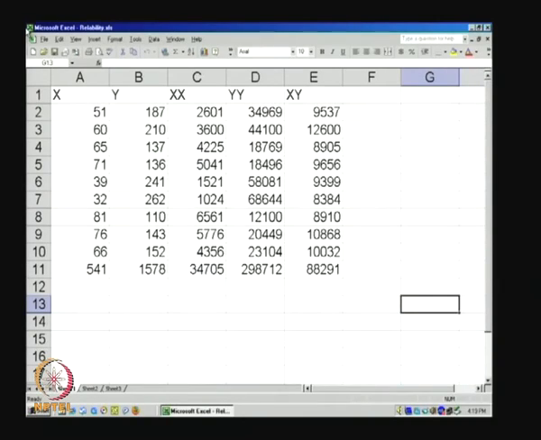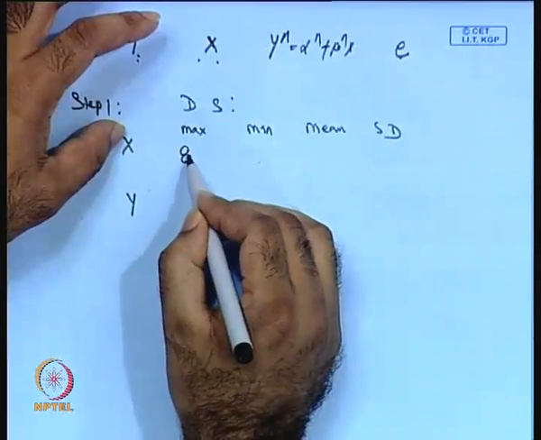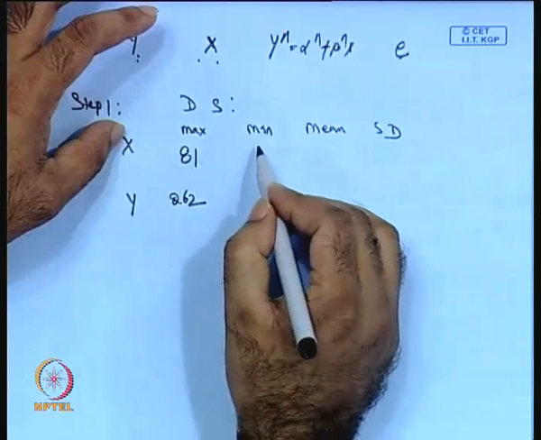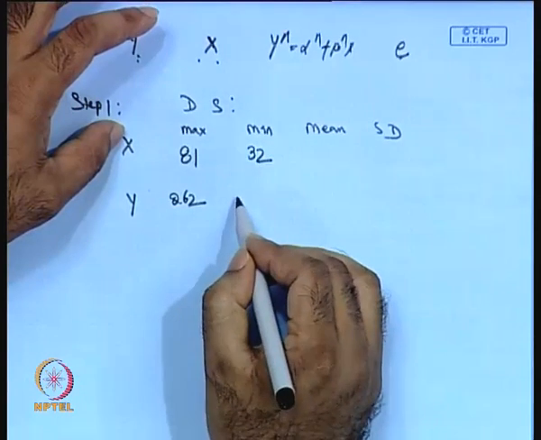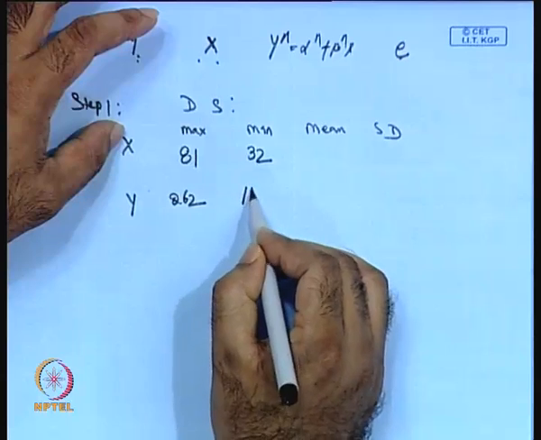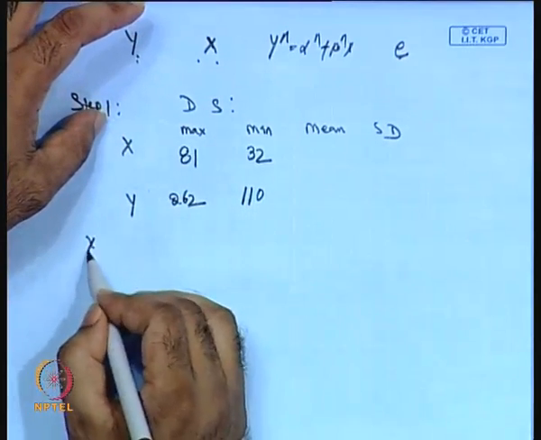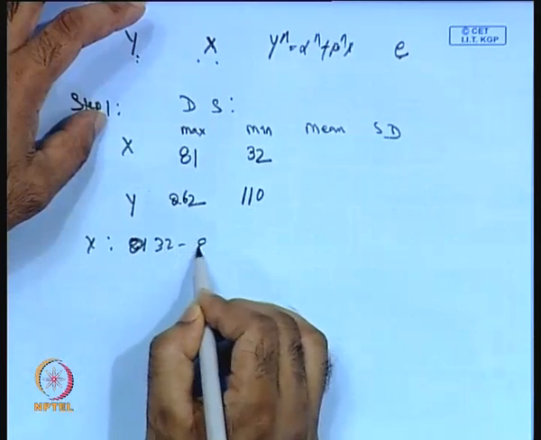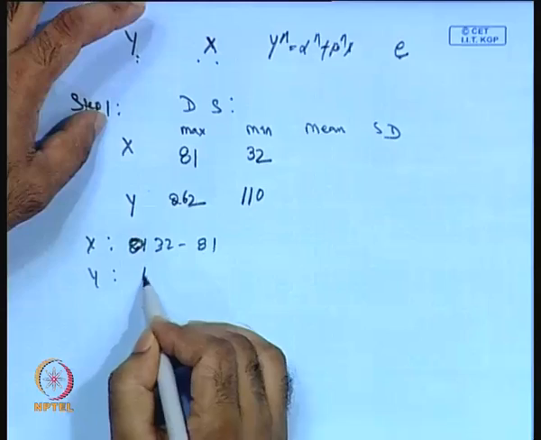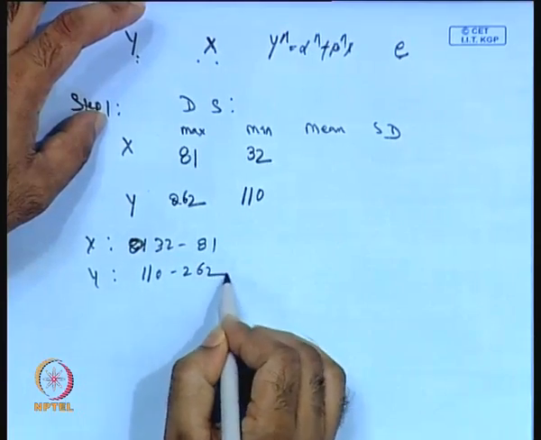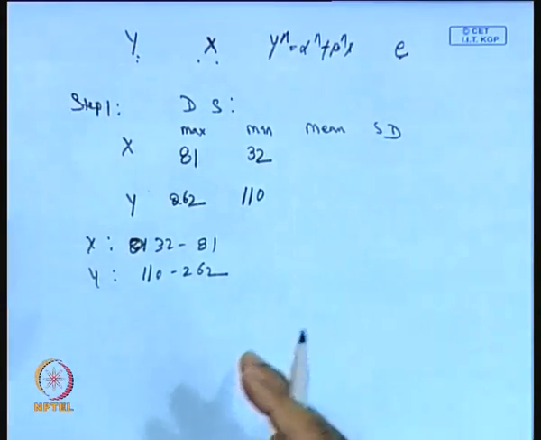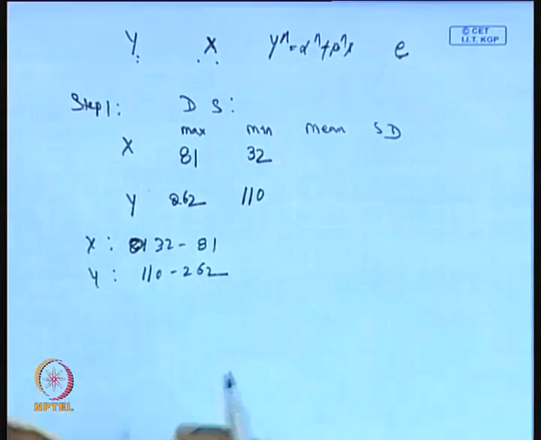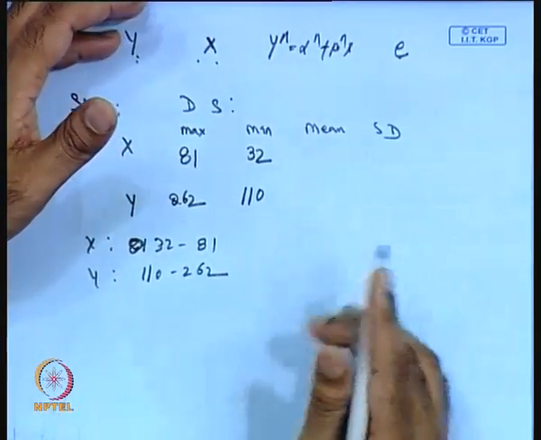So, for x the maximum item is 81 and for y the maximum item is 262. The minimum item for x is 32 and the minimum item for y is 110. That means for x the range is from 32 to 81 and for y the range is from 110 to 262. So, now you have x information and y information. We would like to know how well this information can be fitted. That is our objective.